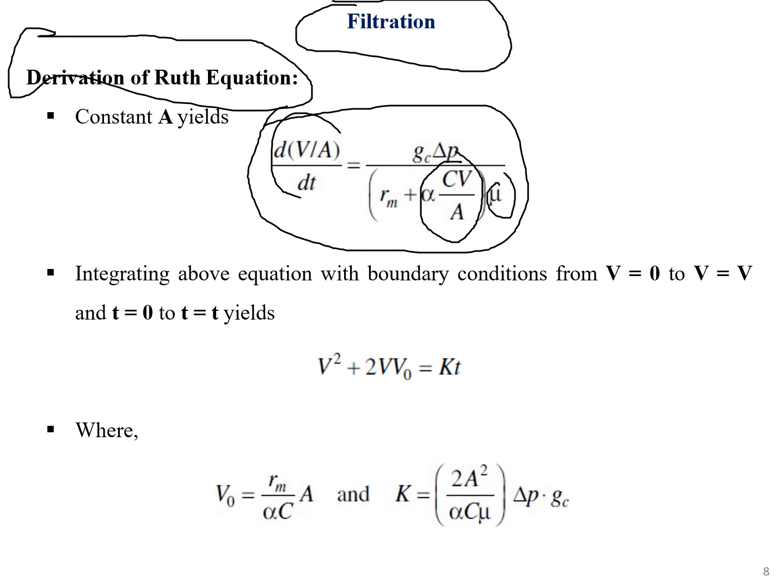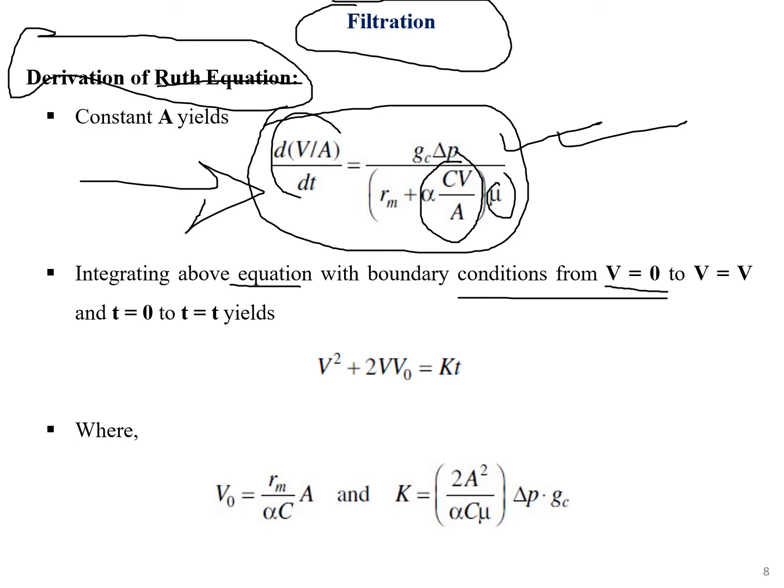So this is the basic thing that we just studied right now. All right. So to derive the Routh equation, it's a very simple equation. We just need to integrate this particular equation with boundary conditions from v equals 0 to v equals v, and t equals 0 to t equals t.